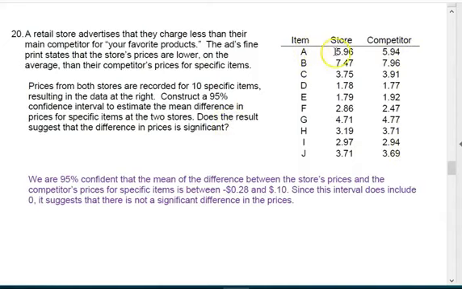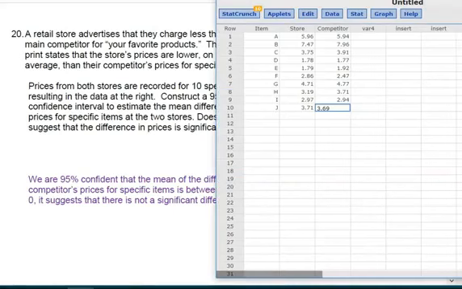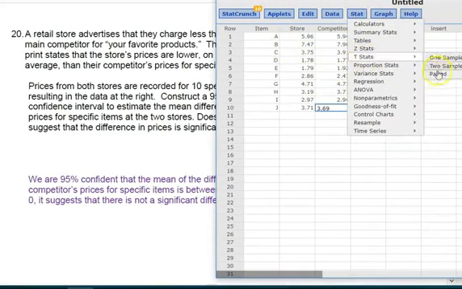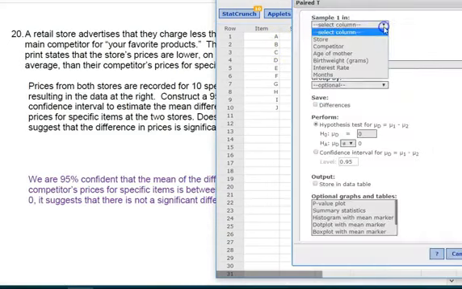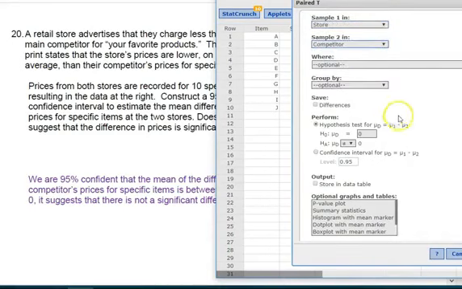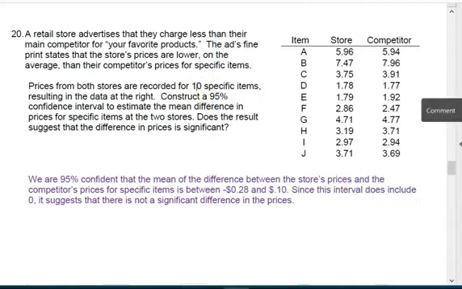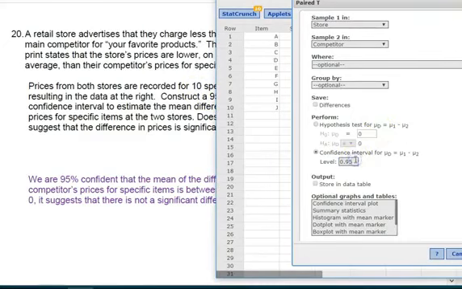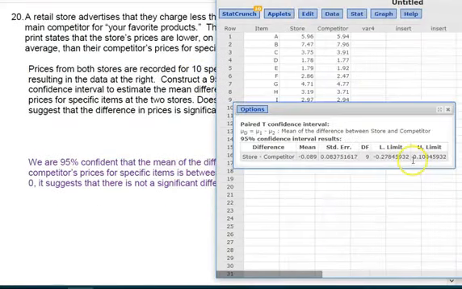Because we've got each item and the two different prices that we're subtracting, that means that this is a paired sample. In StatCrunch, we would take the data and copy it into StatCrunch, and then what we're doing is t-stats paired. So sample 1 is in the store column, sample 2 is in the competitor column. What we're doing this time is a confidence interval, 95%. Here are the results for our confidence interval.